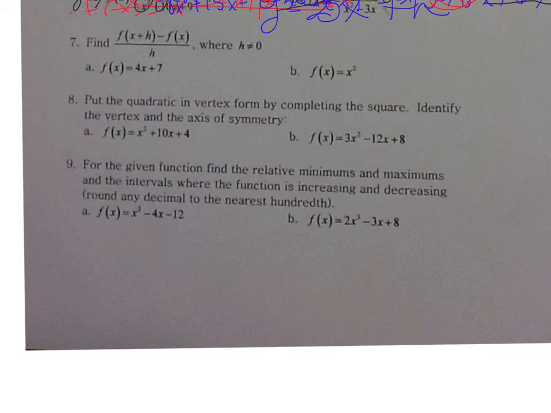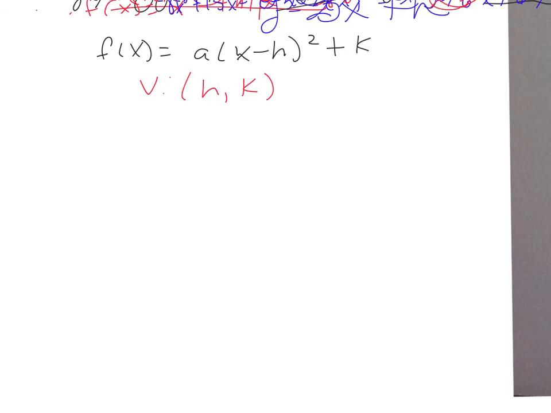Okay, so number 8 says, put the quadratic in vertex form by completing the square. Identify the vertex and the axis of symmetry. Remember, vertex form is f of x is equal to a times x minus h squared plus k. (h, k) is the vertex, and the axis of symmetry is x is equal to h. Now notice in the formula it's negative h, and this is positive h. So h is the only one you change the sign. This is positive k, positive k.